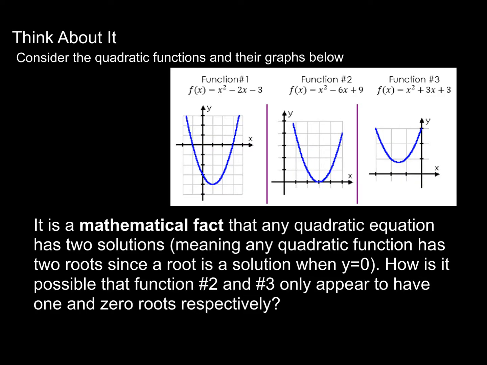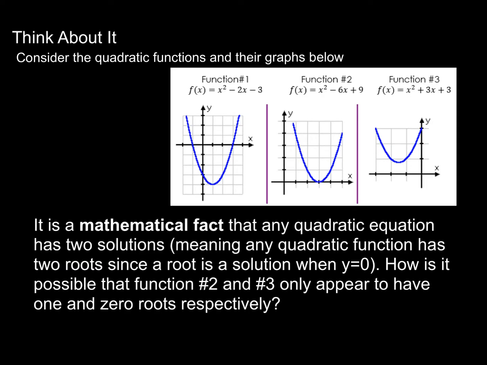Okay, consider the functions and their graphs below. Make sure these are sketched in your notes, including the functions. Now, it is a mathematical fact that any quadratic equation has two solutions. Now think about what this means. This means that any quadratic function has two roots, since a root is just a solution when you set y equal to 0. Right, so you'd set your y variable equal to 0, solve for x. In other words, you're solving a quadratic equation. It will have two solutions, therefore two roots.